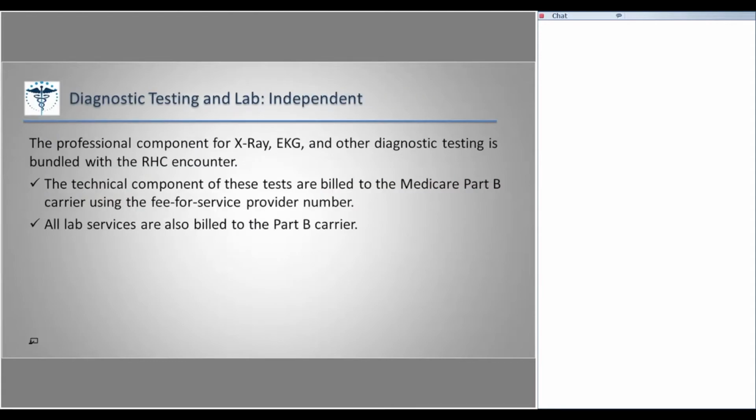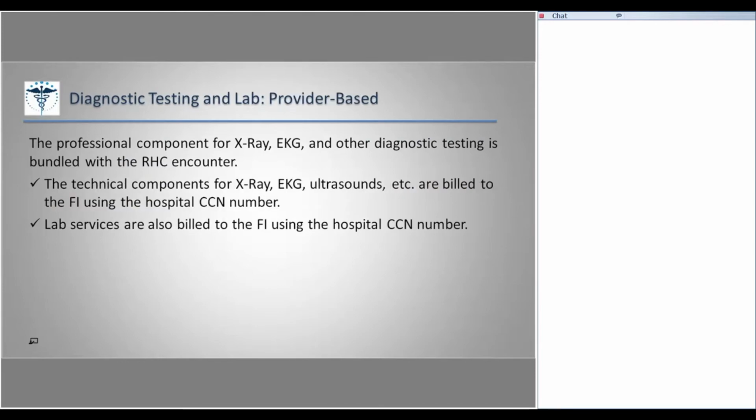We just talked about technical components lab. For independent, we're going to bill these diagnostic tests to Medicare Part B on the Medicare Part B provider number. I say carrier, it should be the MAC. Fee for service. On provider-based, these have to be billed under the hospital. These get billed under the hospital provider number, but with the RHC NPI for the site of service. It's going to confuse a lot of people. This is a big deal. It's a big curveball for everybody, because how do we get these on the hospital system for our rural health clinic? And yes, that's something you've got to work out. But our technical components for X-ray, EKG, ultrasound, and our lab are billed to the hospital MAC using the hospital CCN number, same with the lab.